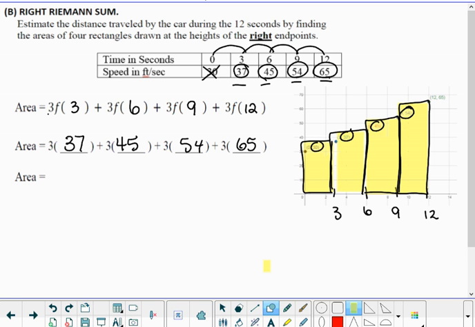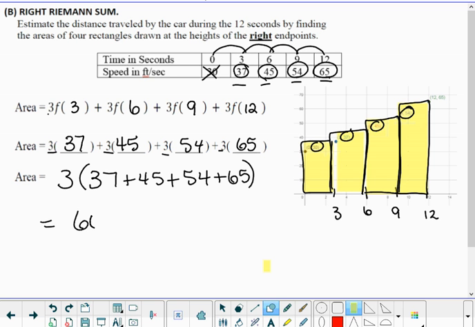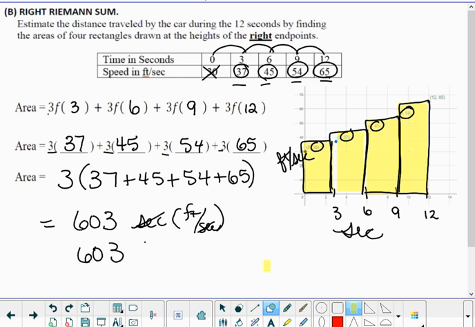Now to get that area, once again, I see a nice consistent subinterval. I'm going to pull the 3 and show that it's 3 times 37 plus 45 plus 54 plus 65, and get a final answer of 603. Remember, this was seconds and this was feet per second. So if I have seconds multiplied by feet per second, we obviously end up with an answer in feet. 603 feet difference, distance traveled.